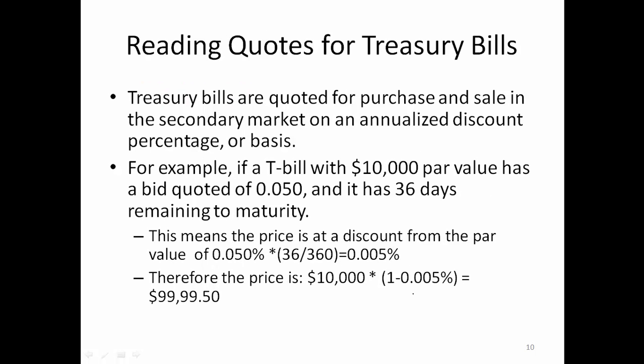Treasury bills are quoted for purchase and sale in the secondary market on an annualized discount percentage basis. For example, if a T-bill with $10,000 par value has a bid quoted of 0.05 and it has 30 days remaining to maturity, this means the price is at a discount from the par value of 0.05% multiplied by 30 days out of 360, which is 0.005%. Therefore, the price is the $10,000 par value multiplied by 1 minus 0.005%, which gives you 99.5.